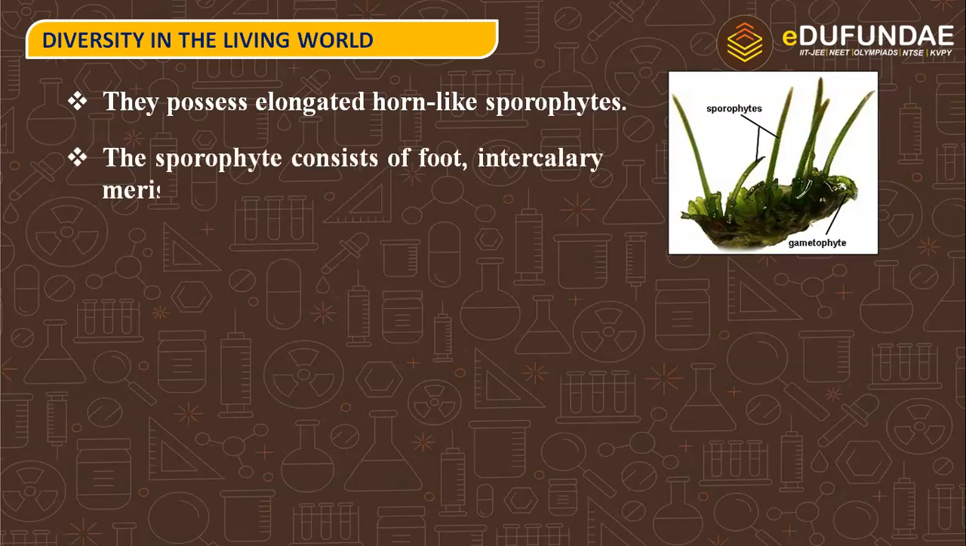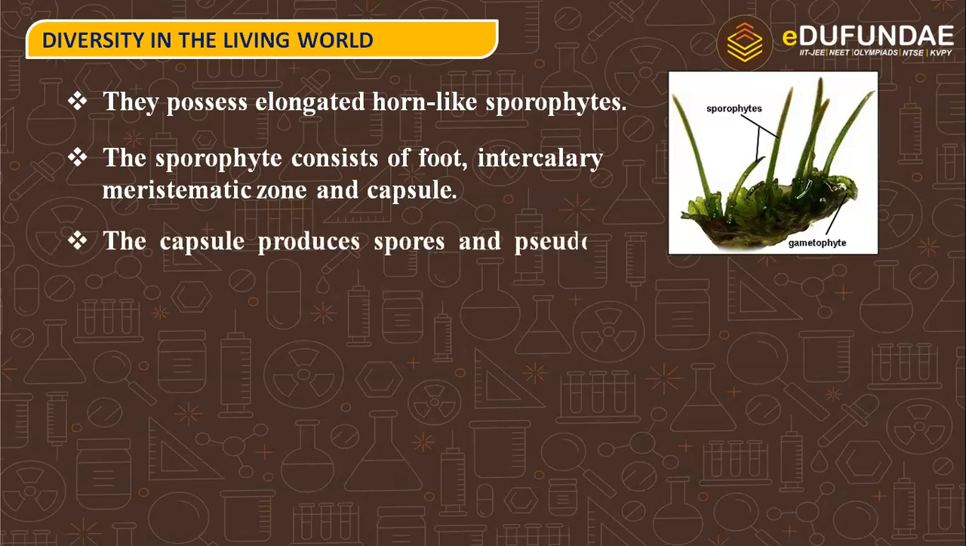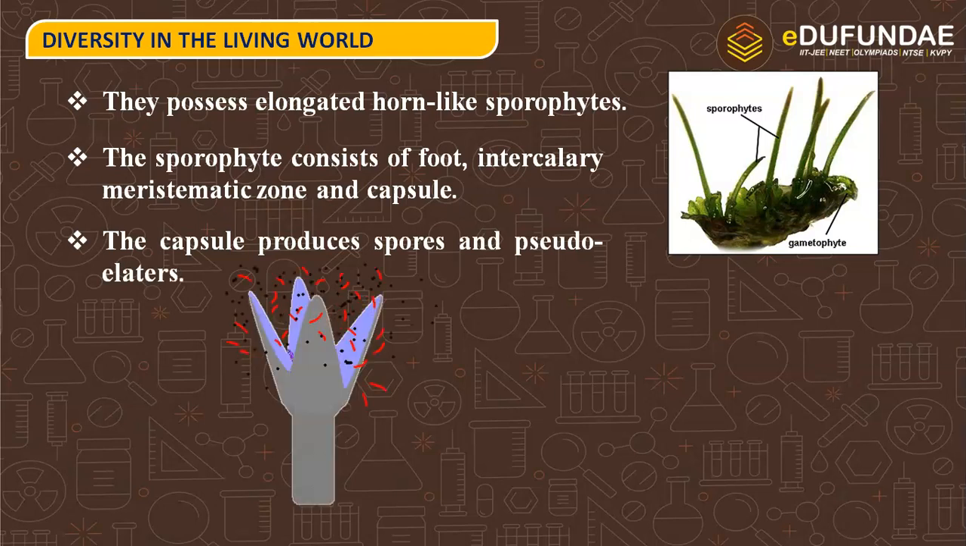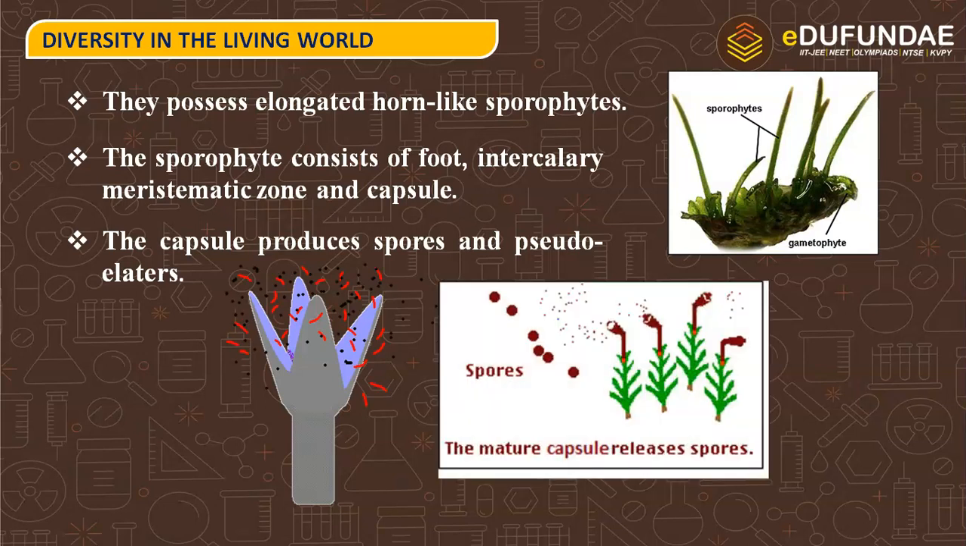The sporophyte consists of foot, intercalary meristematic zone and a capsule. The capsule produces spores and the pseudo-elaters. So here you can see that there is the presence of the structure, that is the sporophyte, consisting of the foot, the intercalary meristematic zone and the capsule. And these capsules are having the pseudo-elaters. That means they are not the true elater bodies, they are the pseudo-elaters and help in the spore dispersal.